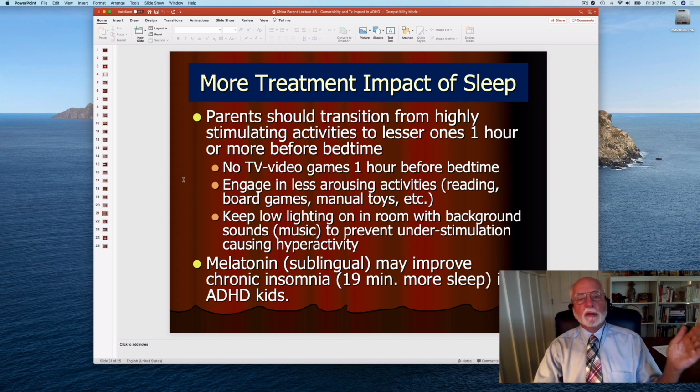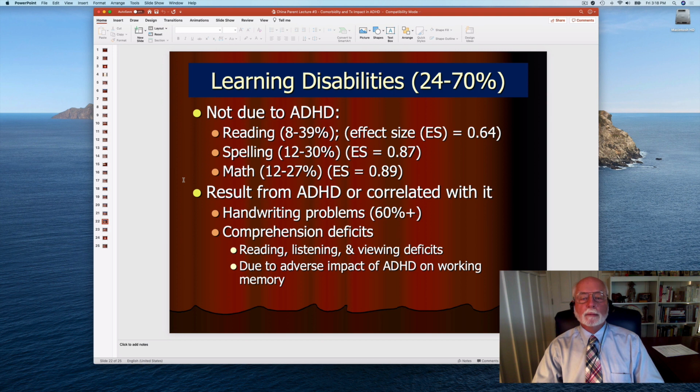Sometimes going from a very stimulating activity to an unstimulating bedroom is too dramatic a transition for ADHD children, and it worsens their ADHD, especially their hyperactivity. So by using this step-down transition to bedtime and less stimulation of activity, it can be helpful for an ADHD child. And then, as I've said, sometimes using melatonin can improve the onset of sleep by an average of 20 minutes, let's say, or more.